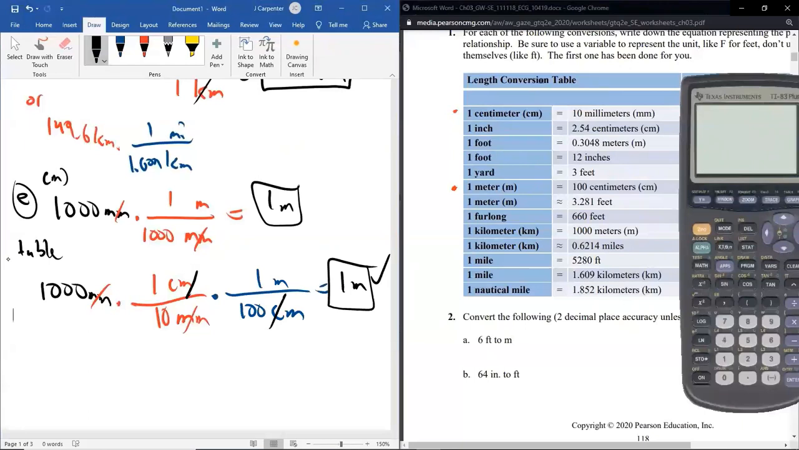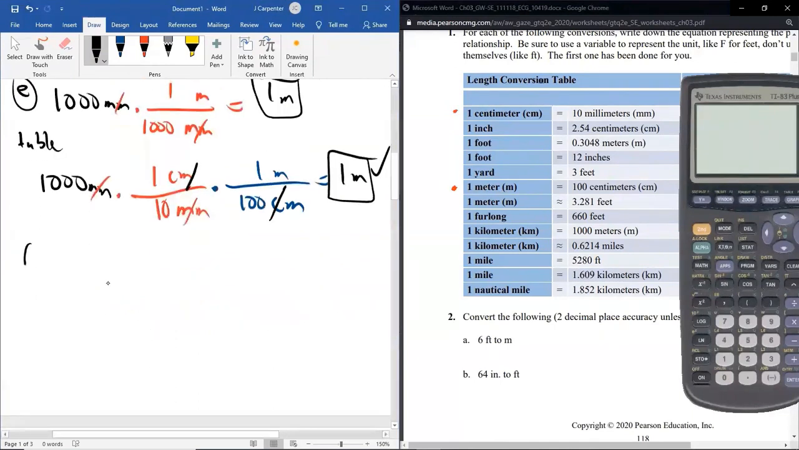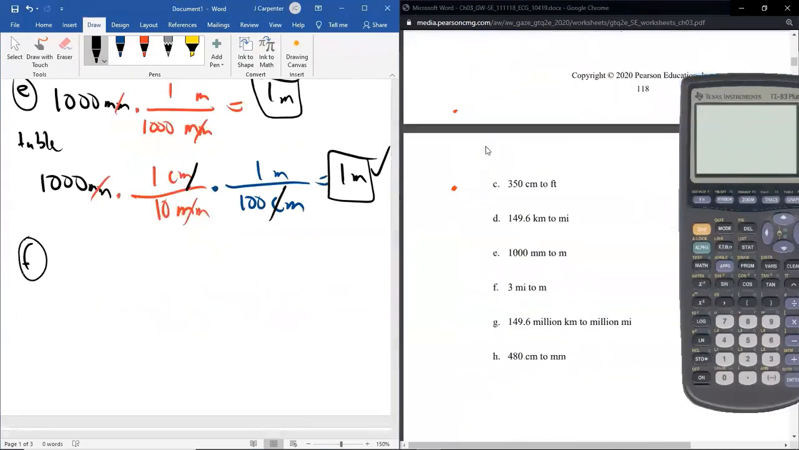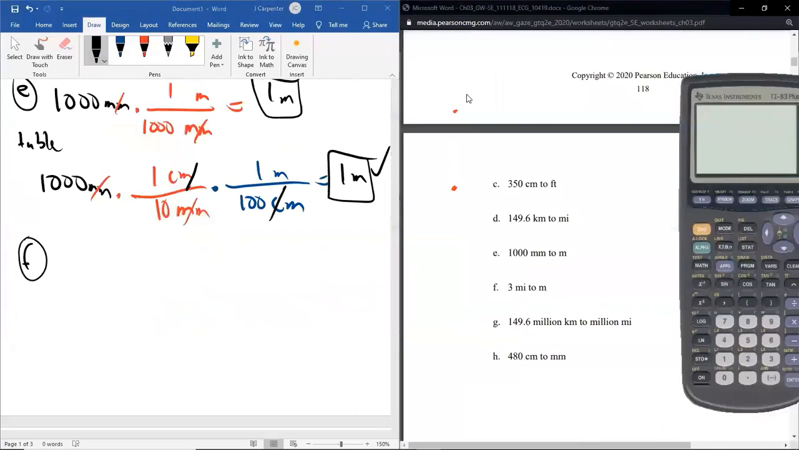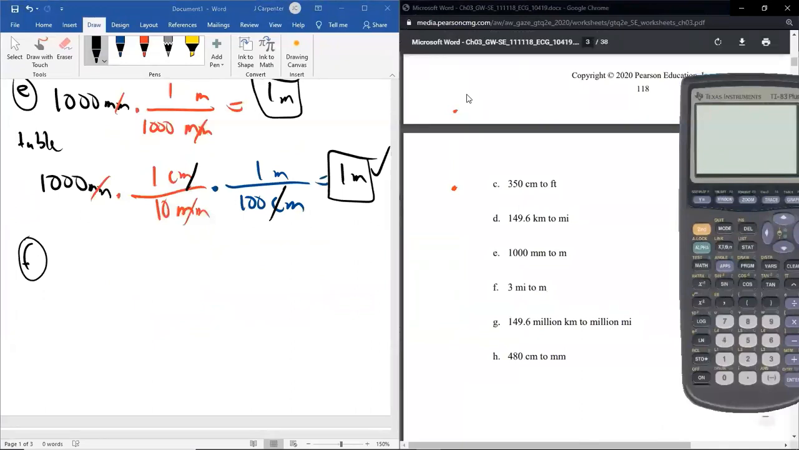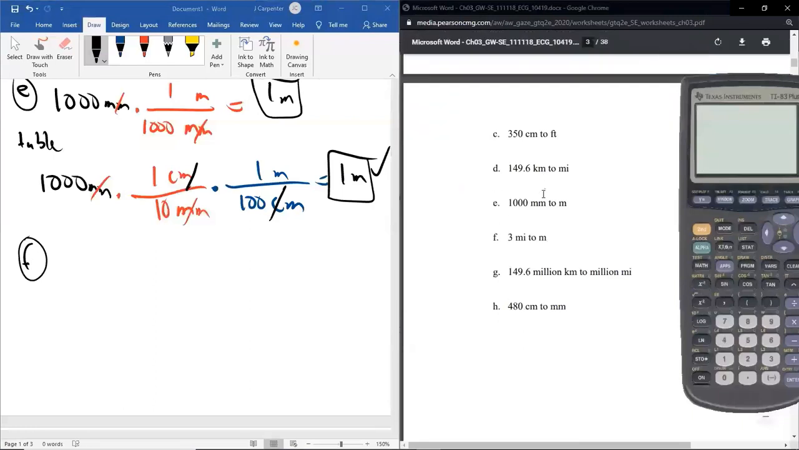Let's do F. I really do love these problems. I know that sounds sick, but that's me. F, let's clear my screen. That's weird. It didn't clear. There we go. Oh, I know what I did wrong.